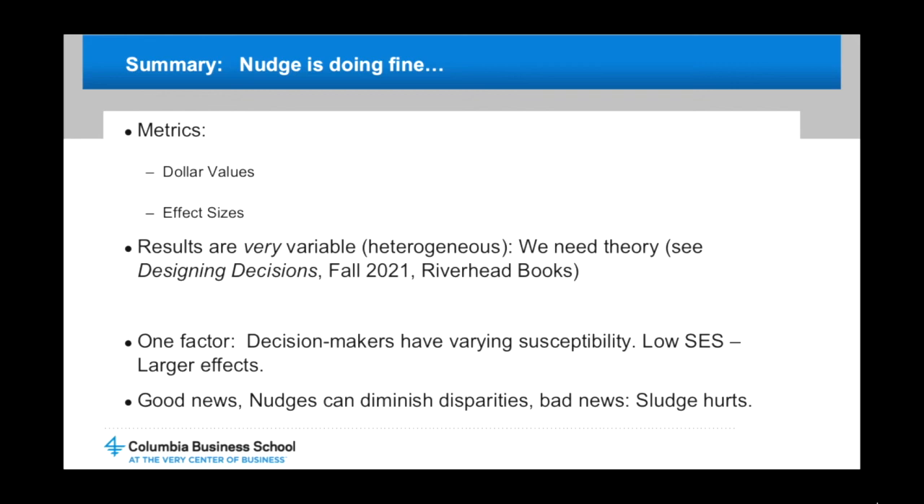The field is now 12 years old since Nudge, the book, came out. And I think it's doing very well. It's a tweener, but it's doing pretty well and actually has a lot of potential.